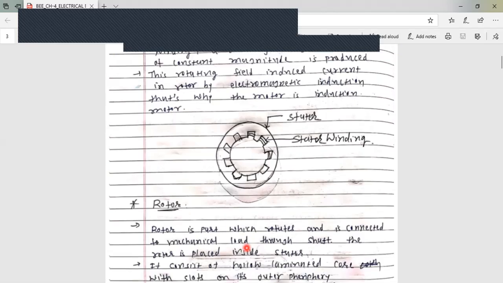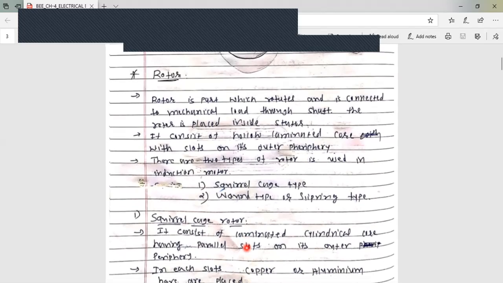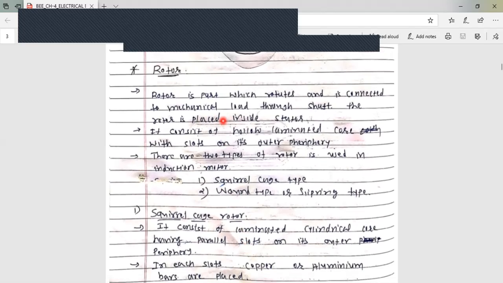Now we'll discuss the next part, the rotor. So rotor, as the name suggests, stator is the stationary part, but rotor is the part which rotates and is connected to the mechanical load through the shaft. So the rotor rotates on the shaft, and the rotor is placed inside the stator. We have already discussed that the stator has slots inside, so the rotor is placed inside the stator.